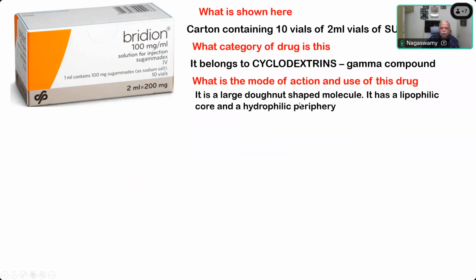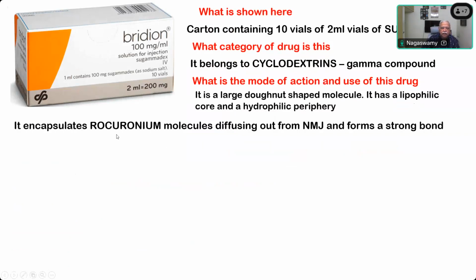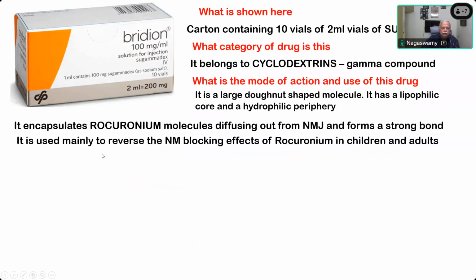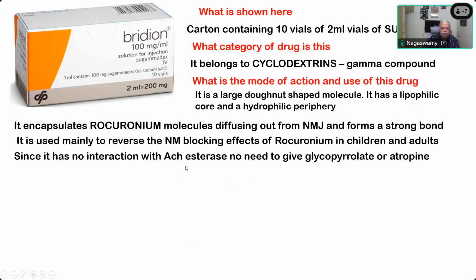It's a large donut-shaped molecule. It has a lipophilic core and hydrophilic periphery. It encapsulates rocuronium molecules diffusing out of the neuromuscular junction and forms a strong bond. It is used mainly to reverse neuromuscular blocking effects of rocuronium in children and adults. Since it has no interaction with acetylcholinesterase, there is no need to give glycopyrrolate or atropine along with this drug.